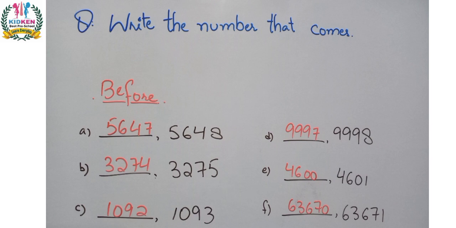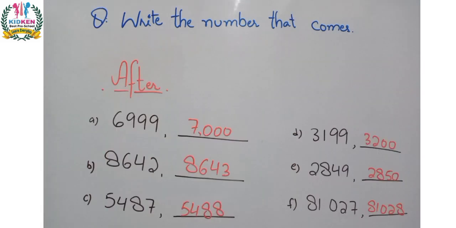So the next question is 4601. The last two digits are 01, so we can convert it into 00. So our solution is 4600. The next part of this question is 63671. So simply we can write 63670.